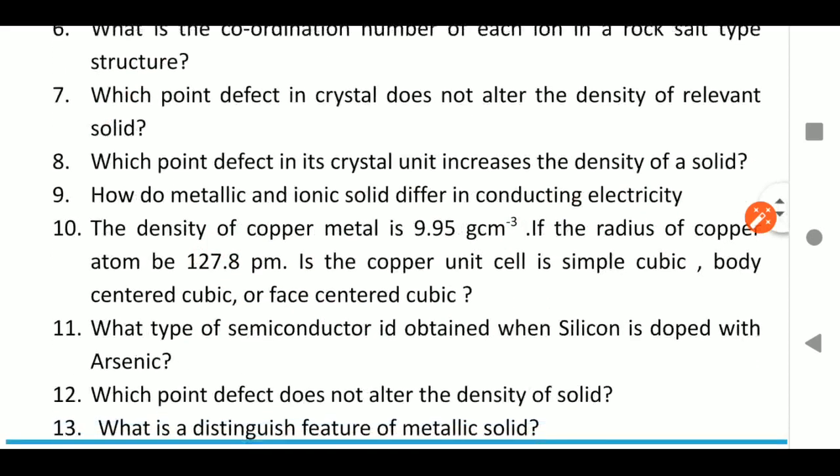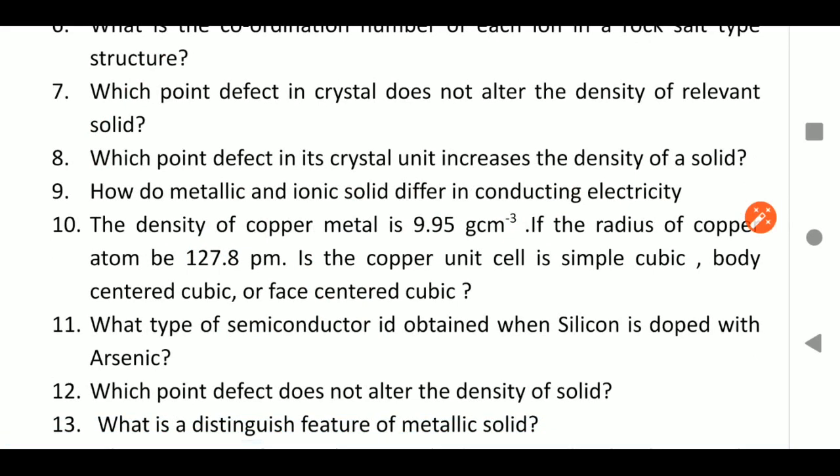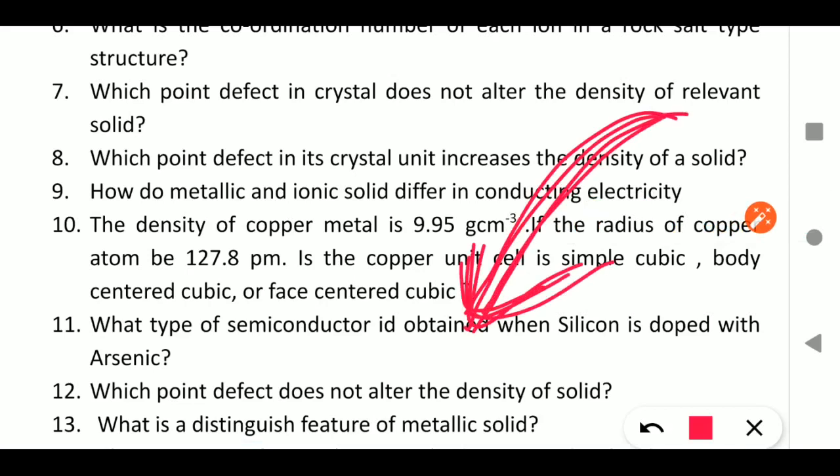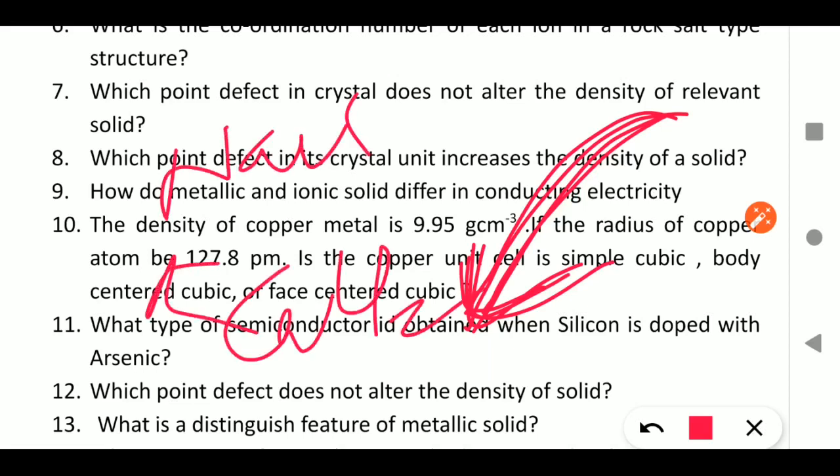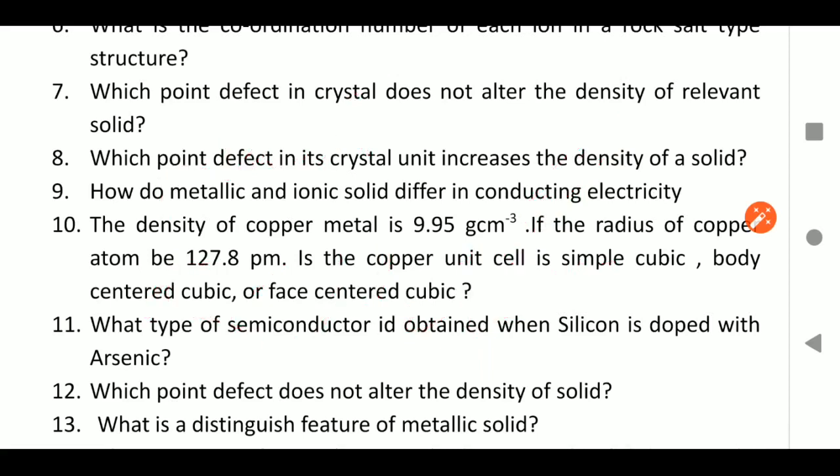Next is, which point defect in a crystal increases the density of the solid? Impurity defect, when you add some impurity. For example, NaCl is doped with calcium chloride, so what will happen? Calcium will take the position of sodium. Impurity defect, or metal excess defect, here density will be increased, as some extra cation will take the position.